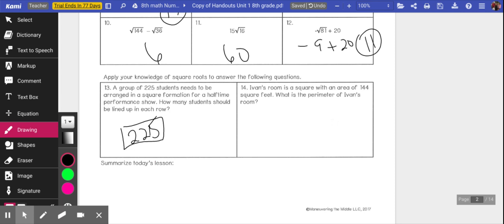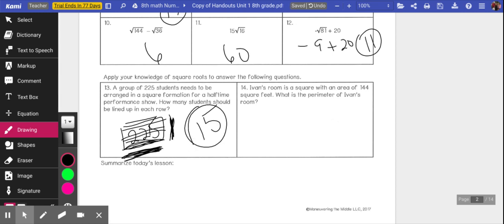Basically, if it's a square, both sides are going to be the same, even though my drawing doesn't look like it. Each row would mean how many are going to be along here. So basically, how long is this side? Well, if it's a square, this side's going to be the same as that side. And so for area, this times this equals that. So what times itself equals 225? Well, you take the square root and you get 15.